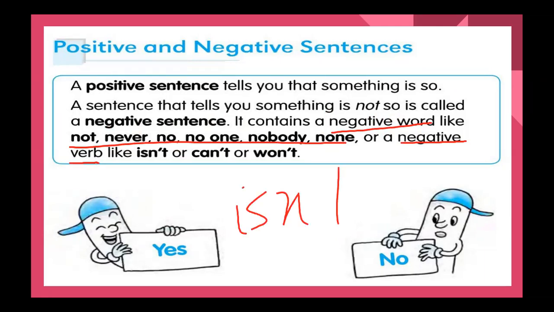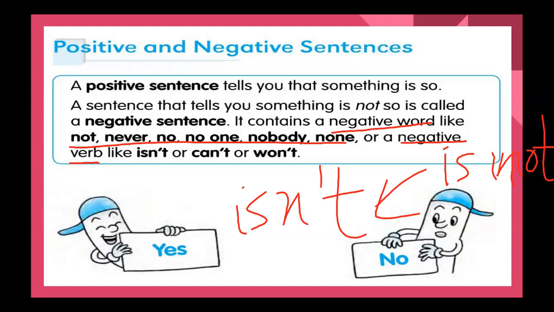Isn't. ये isn't क्या है? Contraction है. Is not का contraction. Short form क्या है? Isn't, is N apostrophe T. This is the contraction of is not. And cannot. What's the short form or contraction of cannot? Can't. So cannot is also a helping verb.